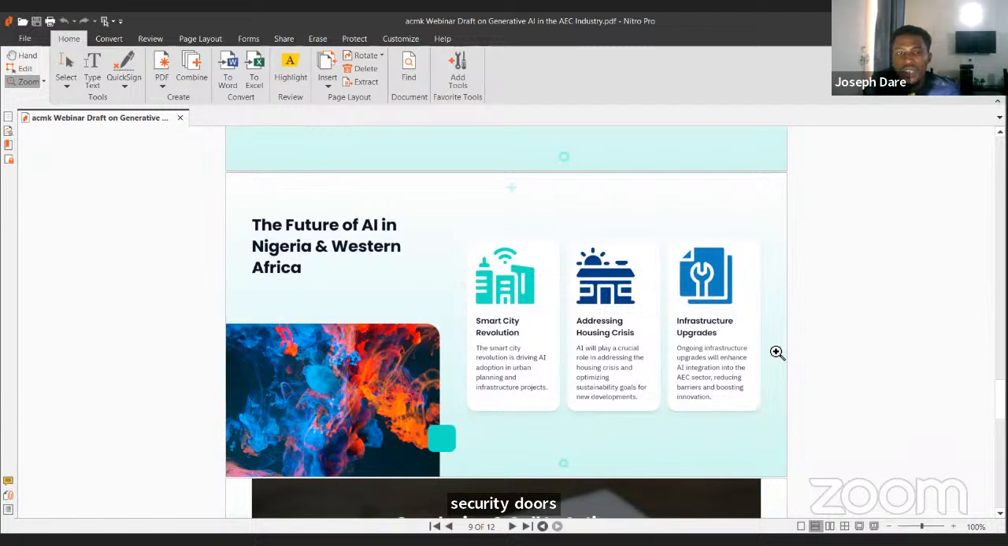Majority of houses, let's say 60% of luxury houses that are being built by developers in Nigeria and private owners, now use smart technology, smart city technology. So we need to start addressing the housing crisis. We have systems. AI will play a crucial role in addressing the housing crisis, optimizing sustainable goals for new developments. What do I mean by that?